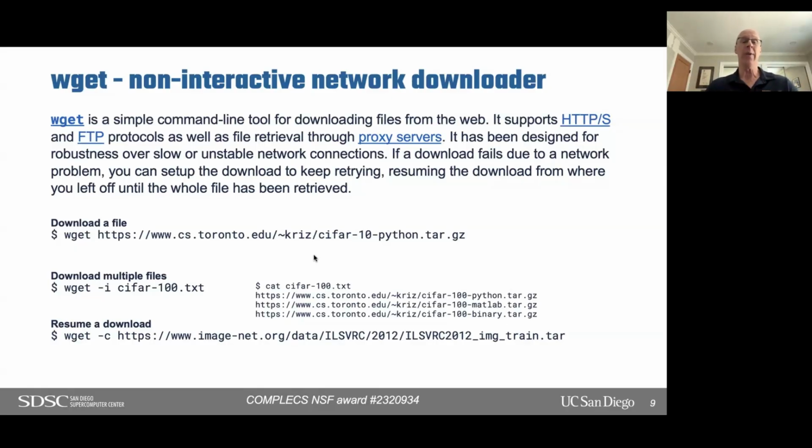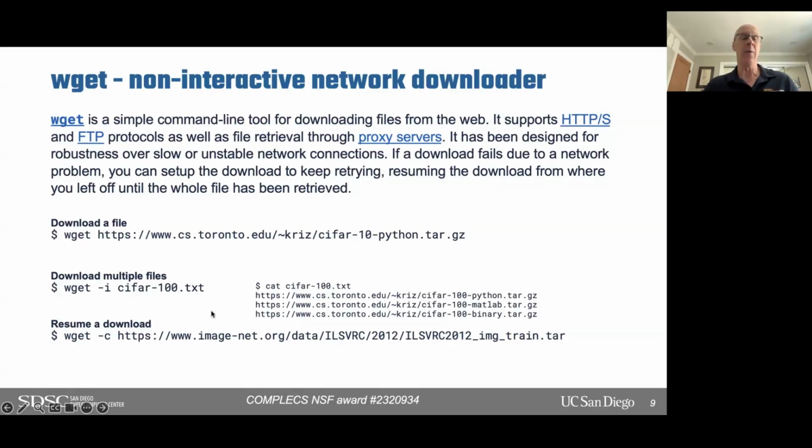So if I just want to download a single file, this is pretty easy: wget followed by the URL pointing to that file name. In this case, we're going to be downloading a compressed archive, that's what the .gz extension means. We can see that it's a .tar file of this image data that we could then use for training.